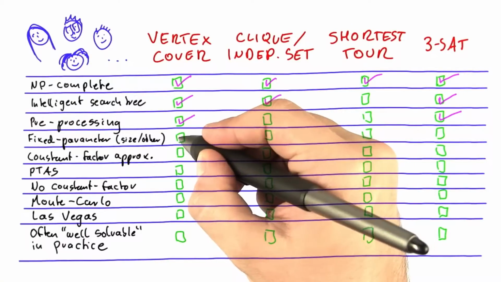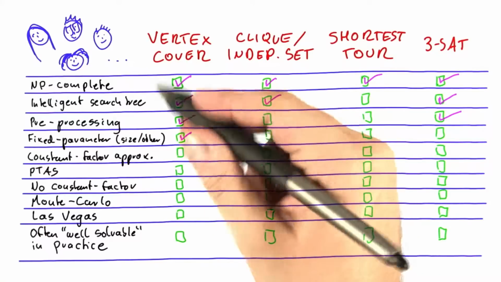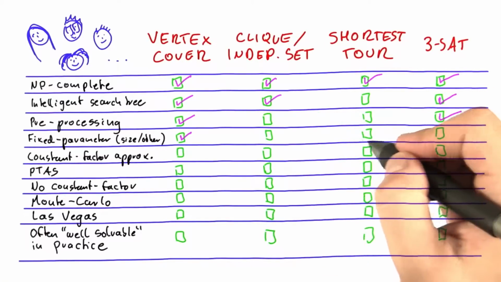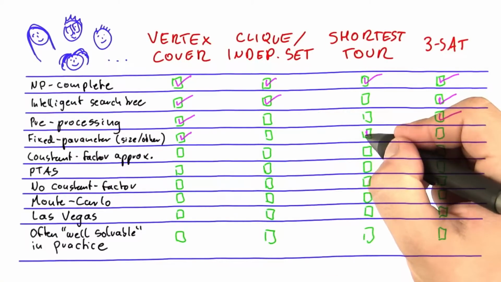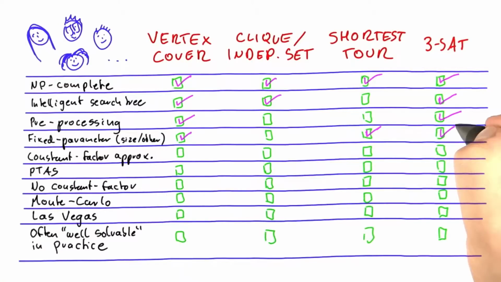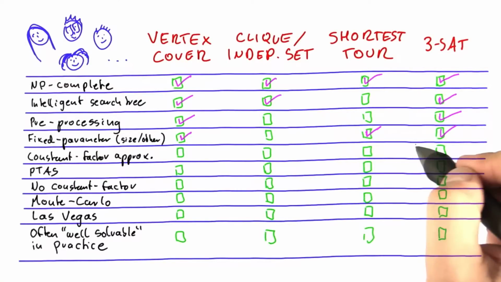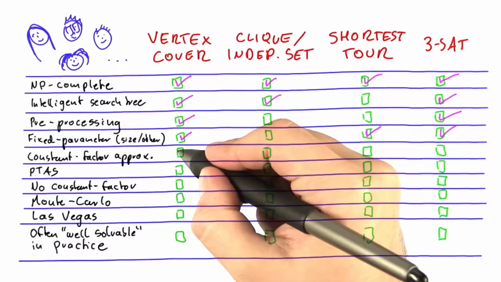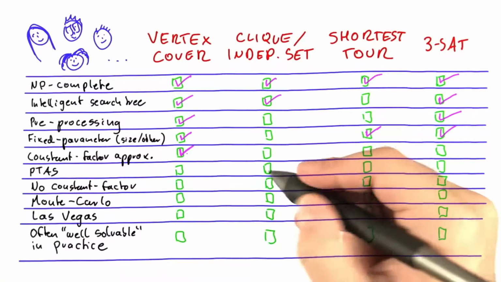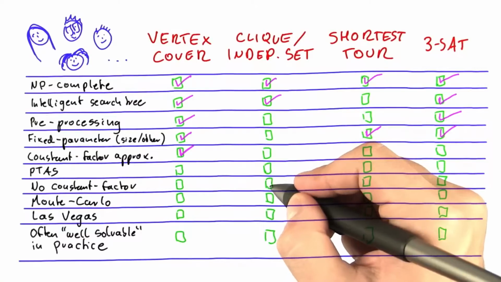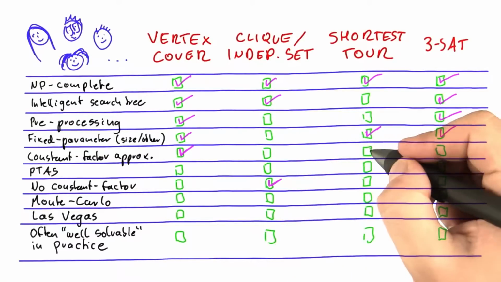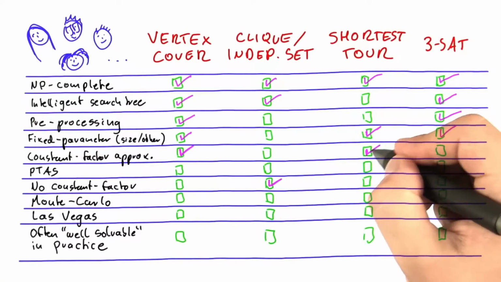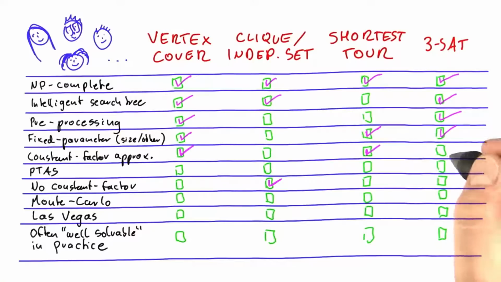And we showed that vertex cover is fixed parameter tractable using the size of the solution. And we showed that shortest tour could be fixed parameter tractable as well as 3SAT using a measure known as distance from triviality. We also talked about the constant factor approximation algorithm for vertex cover. We showed that there is no such algorithm for clique and independent set. We had a constant factor approximation algorithm for shortest tour. We did not touch upon 3SAT, unfortunately, here.